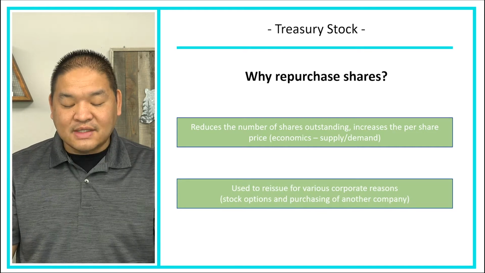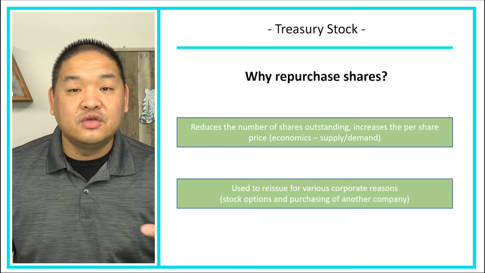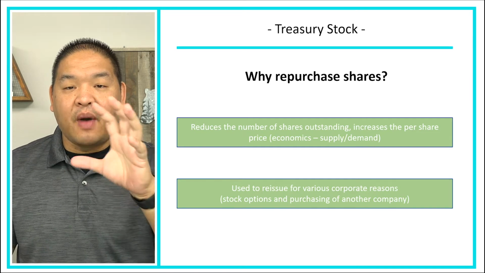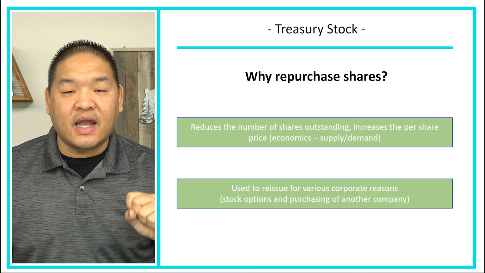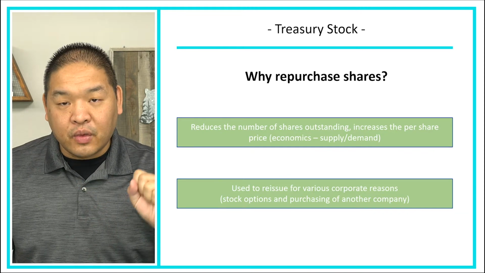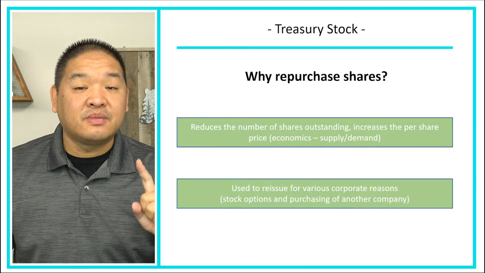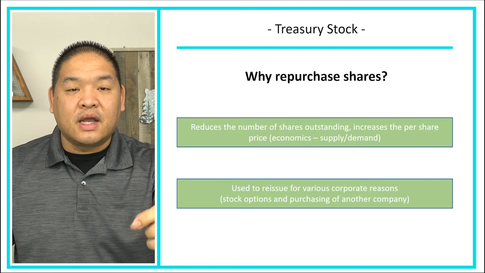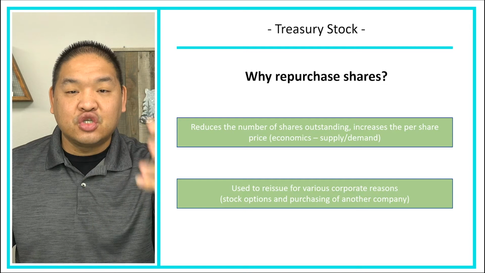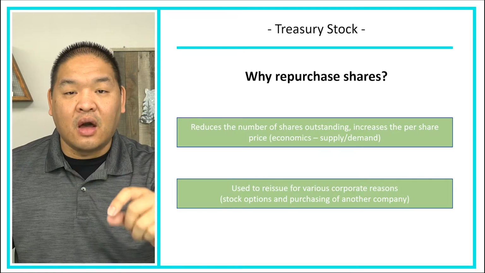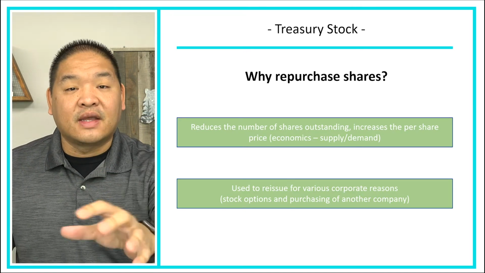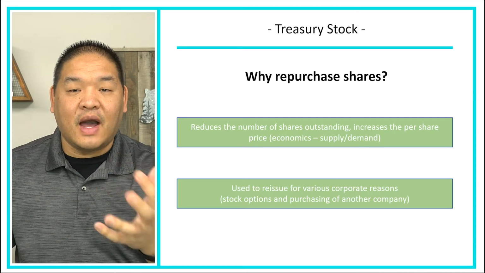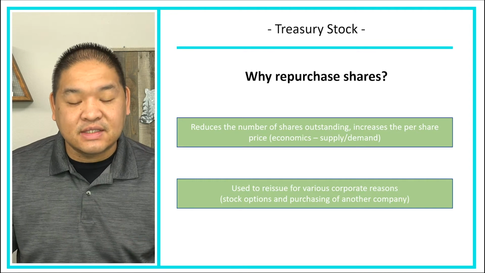The other reason is that they might use these shares for various corporate reasons. So they buy them, they have them as treasury stock, and they'll reissue them, but for a corporate reason. Some reasons include stock options for the employees. Employees might have a stock option plan where the company will sell the stock to their employees at a fixed dollar amount. Well, in order to do that, the company is going to need an inventory of stock available so that their employees can buy. So that's one reason, to facilitate stock options.